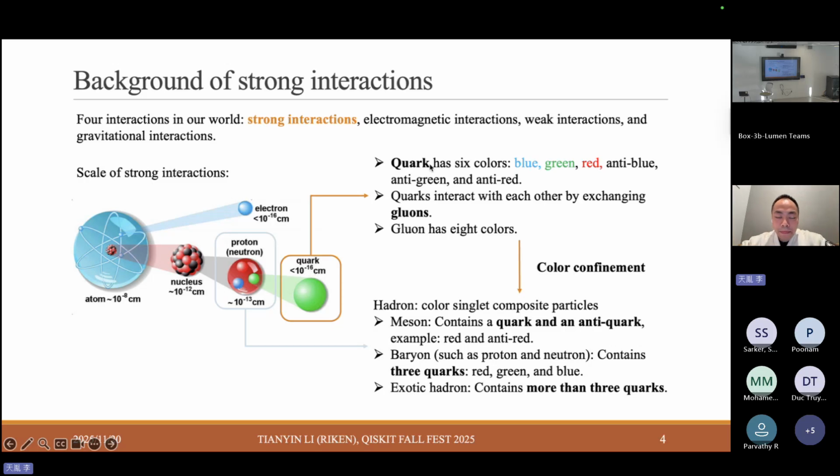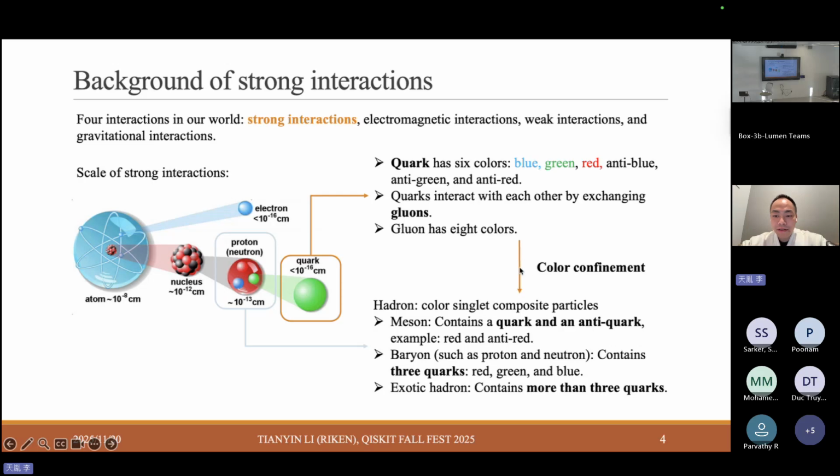The quark has a label which is named color, and the quark has 6 colors such as blue, green, red, and their anti-colors. And the quarks interact with each other by exchanging gluons, and that is the strong interaction. The strong interaction is different from the electromagnetic interaction. That is because the gluon itself has 8 colors. That means the gluon can have self-interaction.